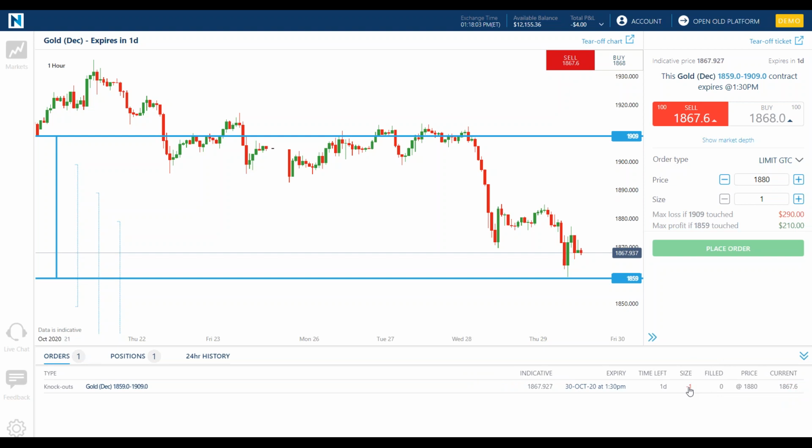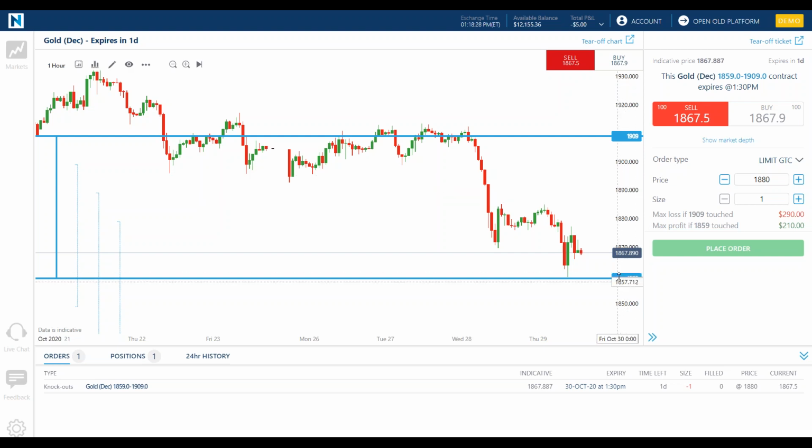Now, the one trick here, if it trades down to 1859 and I get knocked out, I would want to cancel this sell order because I no longer have it. I would have gotten knocked out. But I can place a limit order above to take some partial profits. I do not have to wait until expiration to see what happens.